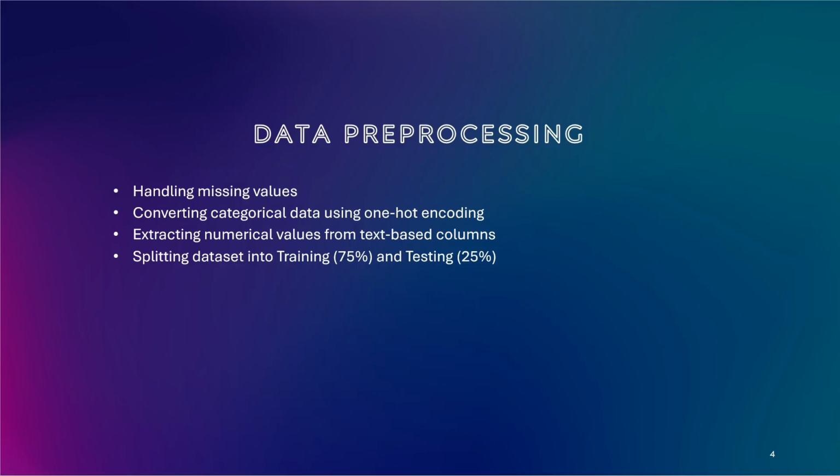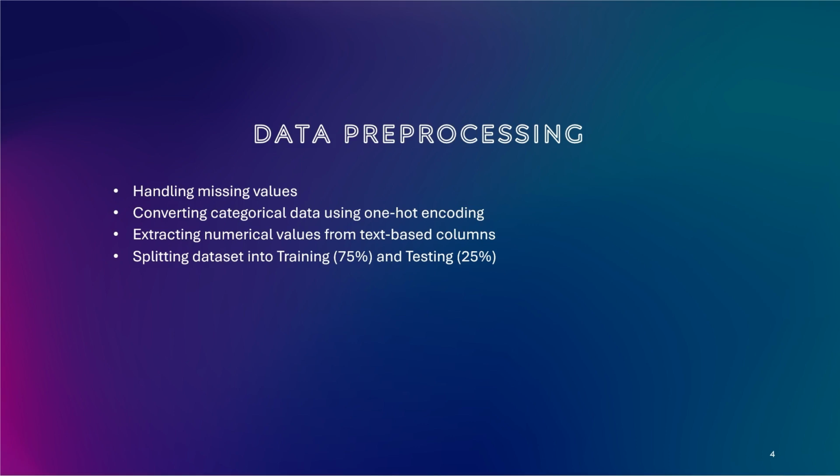Next, data preprocessing. Before jumping into the modeling process, we need to preprocess the data. The first step was to handle missing values. Some features had missing entries, which could lead to an incorrect model. So I filled in or removed those missing values.